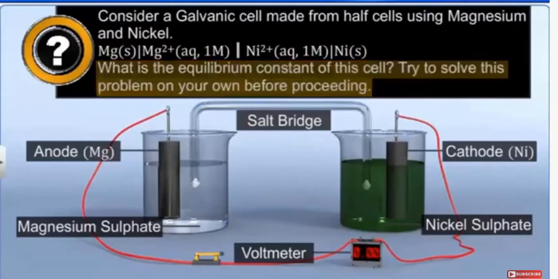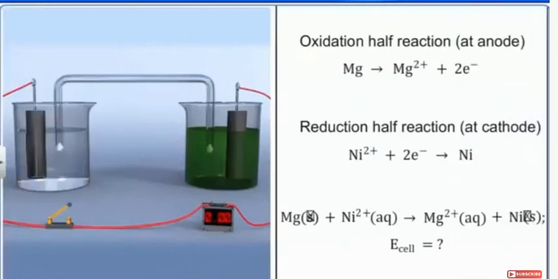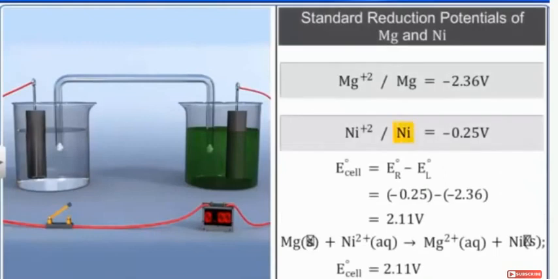Let's start with the half reactions to find E cell. Since nickel has the greater reduction potential, it is the cathode and magnesium is the anode. By substituting the standard reduction potential values as shown in the equation here, you can find that E cell is 2.11 volt.